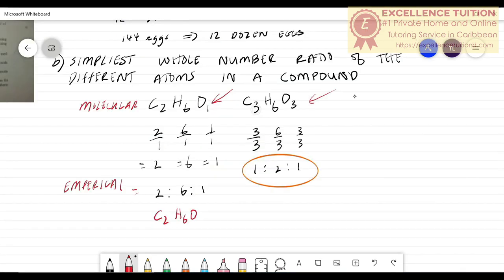But in this case, C3H6O3 would be the molecular formula. And this one down here would be the empirical formula. So the empirical formula would be this, CH2O, right? For every one carbon, there's two hydrogens and one oxygen.